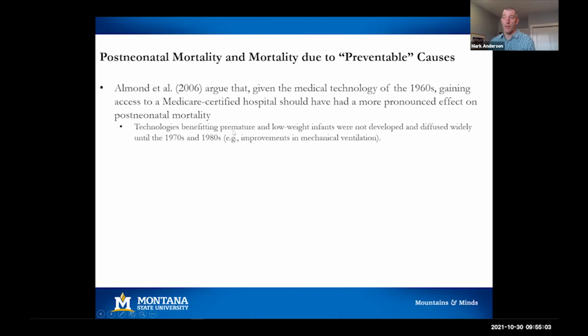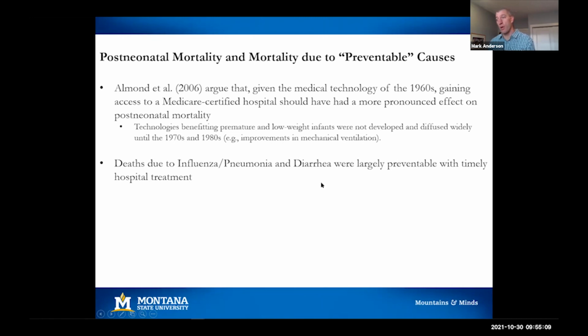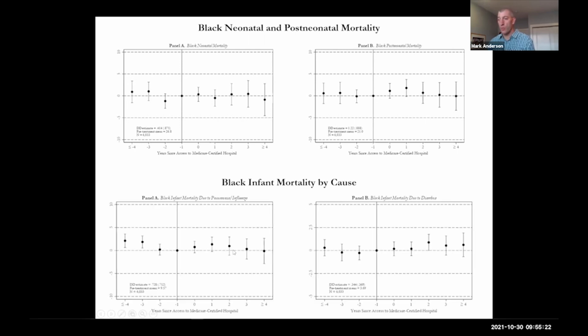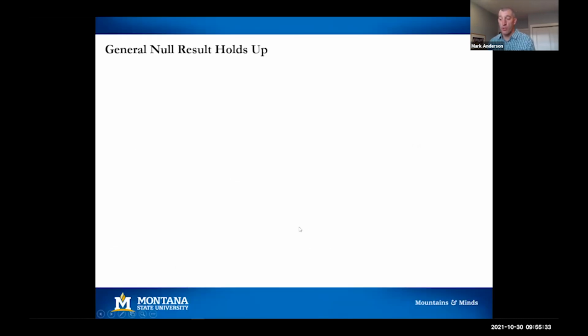The technologies benefiting the neonatal period were not available during the time, and deaths due to causes such as influenza, pneumonia, and diarrhea were largely preventable with timely hospital treatment. So we get, again, these precise zeros if we focus on the neonatal or the post-neonatal period. And we also get these precise flat event studies if we look at mortality due to pneumonia, influenza, or diarrhea among Black infants. So our general null result holds up.